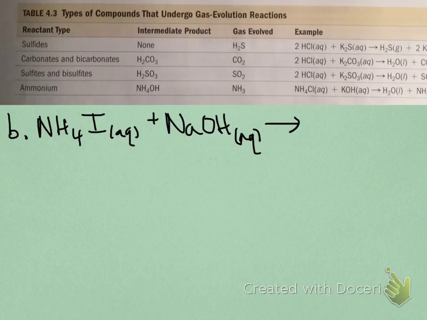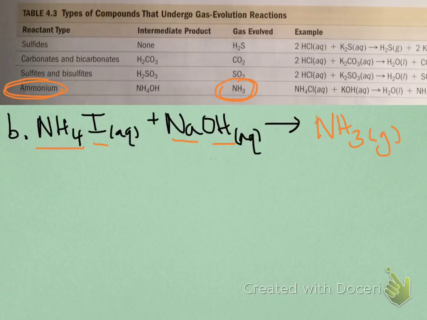For B, again, we need to look at table 4.3 and identify which reactant type we have. So we have ammonium, we have iodine, we have sodium, and we have hydroxide. The only reactant type that's relevant then is the ammonia reactant type, so we would expect ammonia to be a product. So NH3 is going to be our gas product.